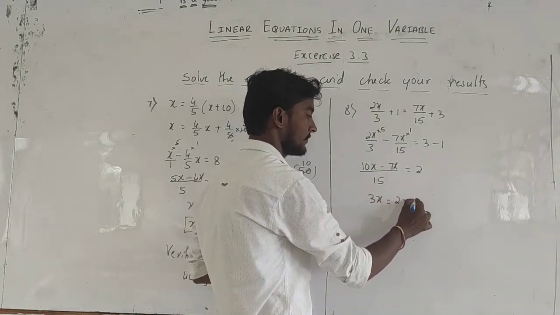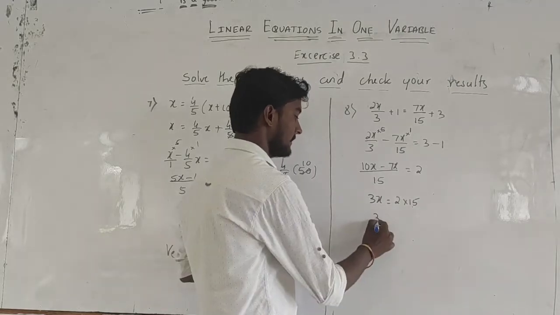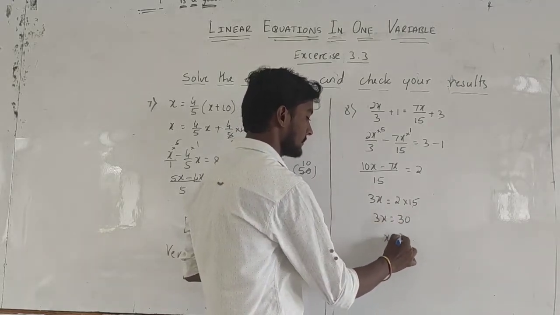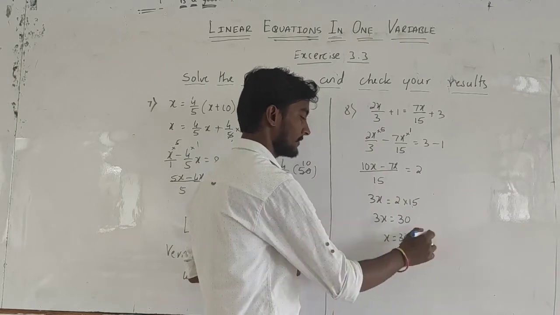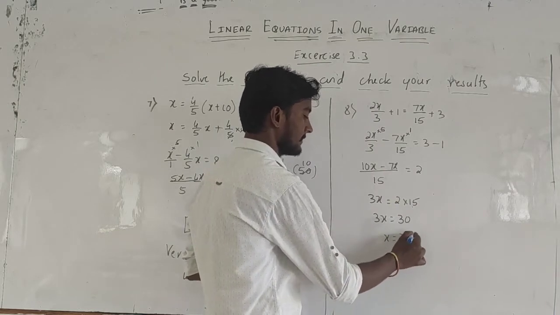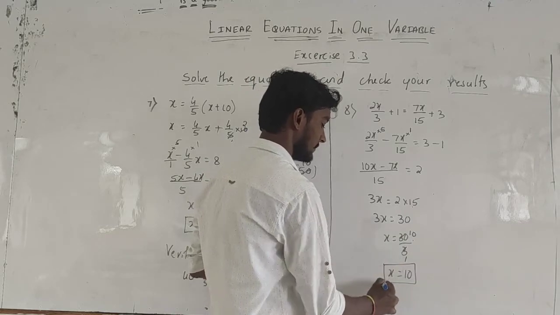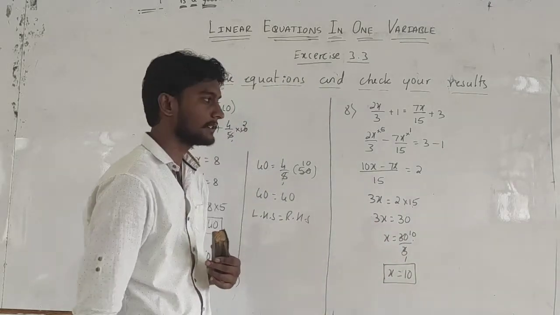2 into 15. 3x is equal to 15 2s are 30. x is equal to 30 divided by 3, if you take that side, divided by 3. 3 1s are 3, 3 10s are 30. x is equal to 10. The value of x is 10.